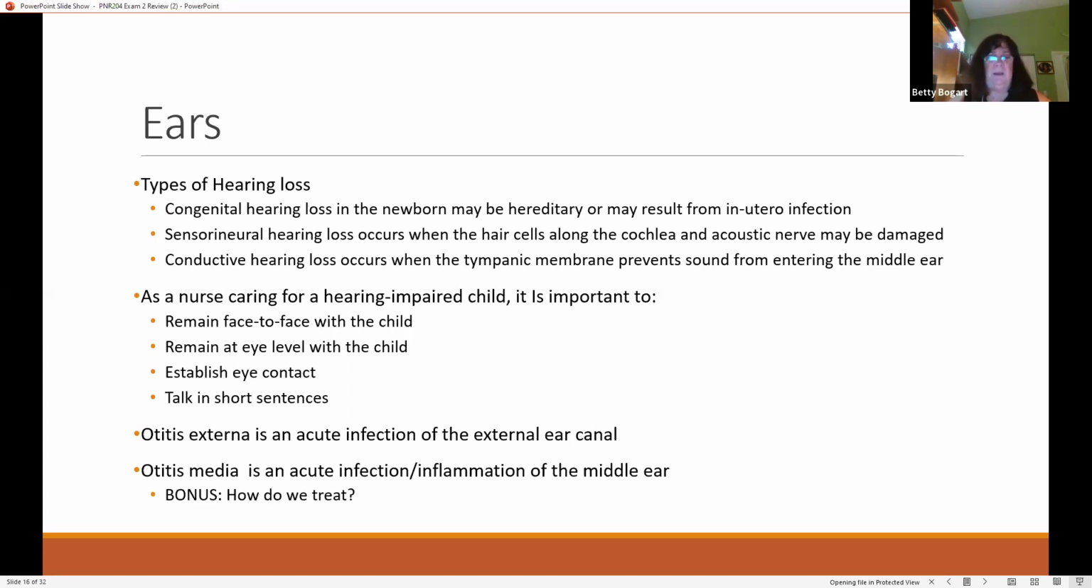Congenital. What does congenital mean? That means in utero, you're born with it. Okay, it could be hereditary or an in utero infection. So congenital, it's you were born in the mother and then, born in delivery. Sensorineural is when the nerve cells, the acoustic nerve, is damaged and the sound doesn't go from the outer ear into where it needs to go. Then conductive is when the tympanic membrane says, stop, you're not going any further, can't go into the middle ear, so you don't hear. So those are your three types.